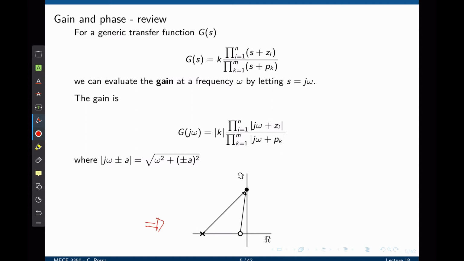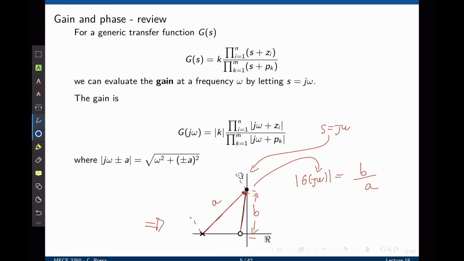Assume, for example, that this transfer function has one pole and one zero, as shown here. We can evaluate the magnitude of this transfer function when s equals j omega by selecting the value of omega on the imaginary axis. It is then sufficient to connect this point to all poles and zeros and find the magnitude of all these vectors. Let's call this magnitude A and this magnitude here B. The magnitude of G(j omega) at this specific frequency is simply the magnitude of all zeros, that is B, divided by the magnitude of all poles, A.